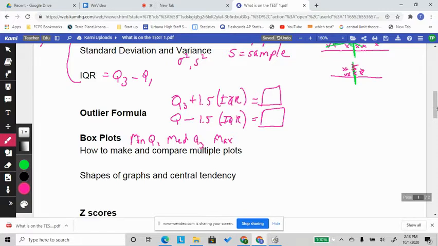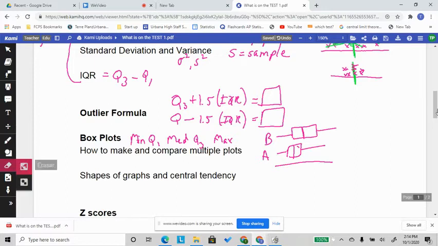There are directions in the series of notes in chapter 2 on how to make and compare multiple box plots. So box plots must be on the same scale. When comparing box plots, you want to make sure that they are on the same scale. So use one number line right above, atop each other. So let's say this is A and this is B. I can tell by using this.